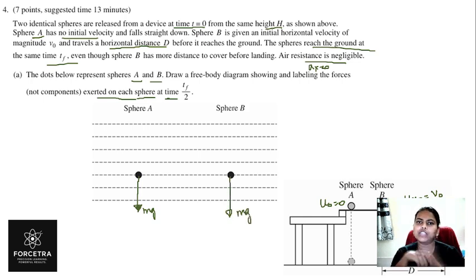And what are the forces acting in the x direction? The acceleration is 0 in the x direction, meaning there is no force acting in the x direction. And this is the free body diagram. Both sphere A and sphere B have only one force, in the y direction, that is your mg force acting on both the balls.